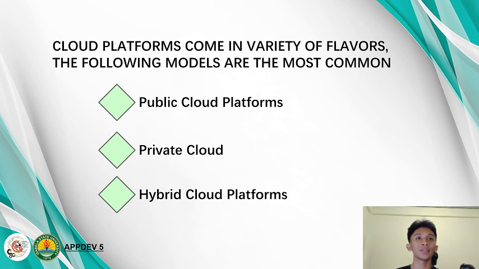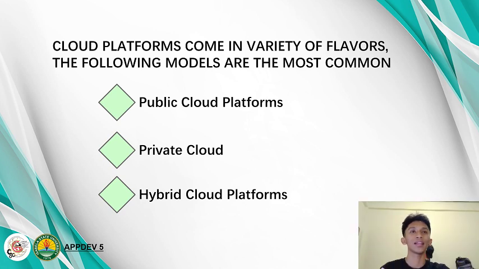Cloud platforms come in a variety of flavors. The following models are the most common. First, public cloud. These services are accessible over the internet and are available to anyone who needs them. Major providers include AWS or Amazon Web Services, Azure, and Google Cloud. They offer scalability, cost effectiveness, and global accessibility.